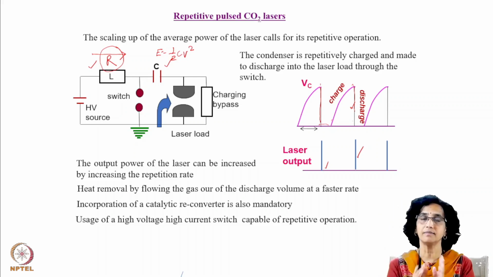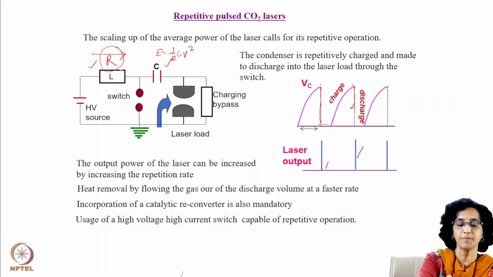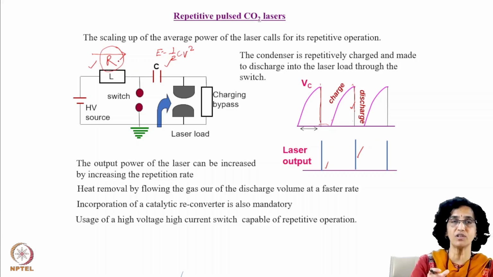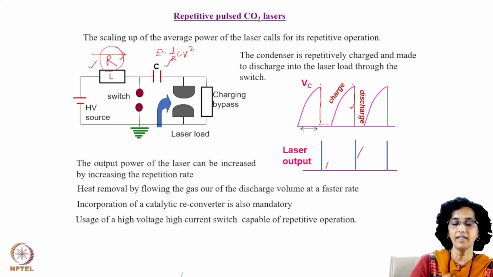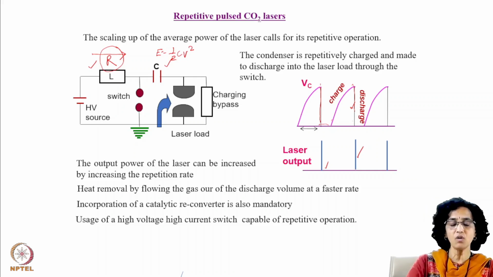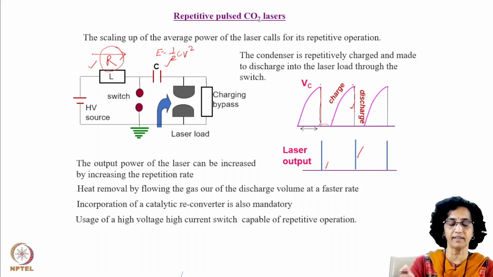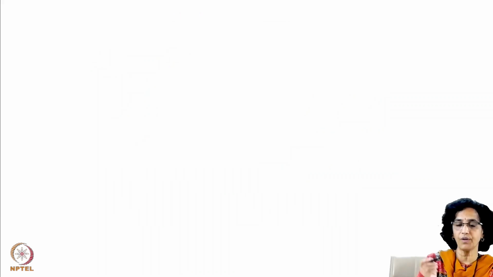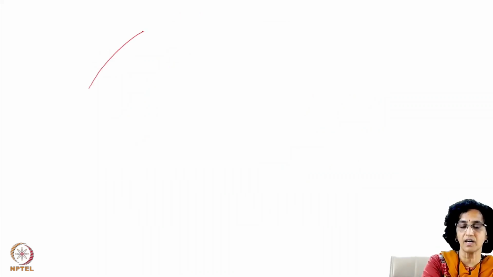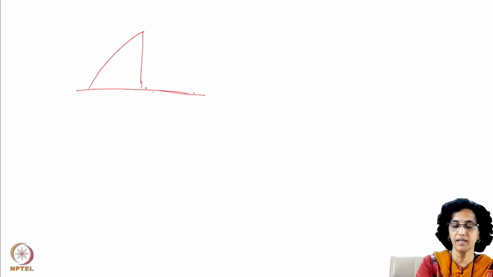So we know that inductance is a non-dissipative element, and therefore many times, especially when you want to go for high repetition rate operation, an inductance is used in place of resistance. Now, what should be the values of the resistance or inductance, and how should the switch be? See, what we are saying is that the condenser should get charged, discharged, and again charged and discharged as fast as possible.